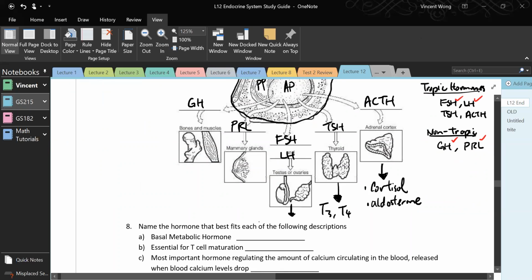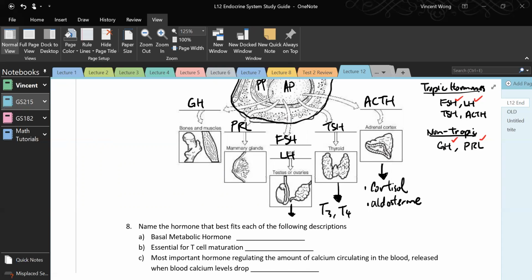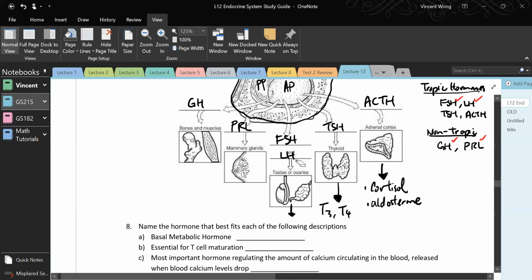FSH and LH. So things like what? Help me out, please. Anyone else here in the class can jump in and help? FSH and LH will tell the testes and the ovaries to release testosterone, right? Estrogen and then progesterone, right? Okay, I don't have enough space, but you can write that down.